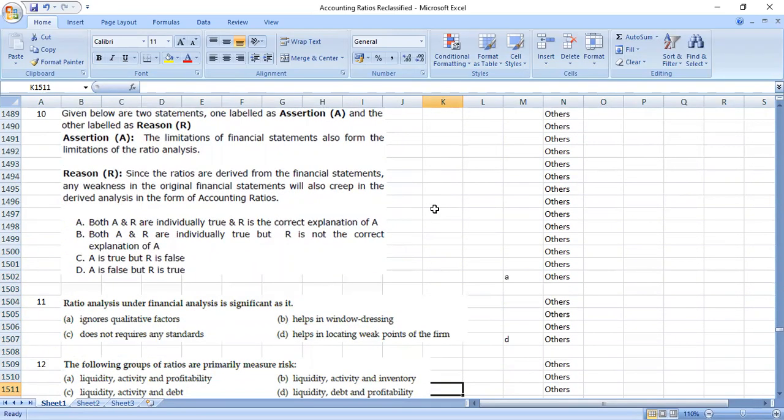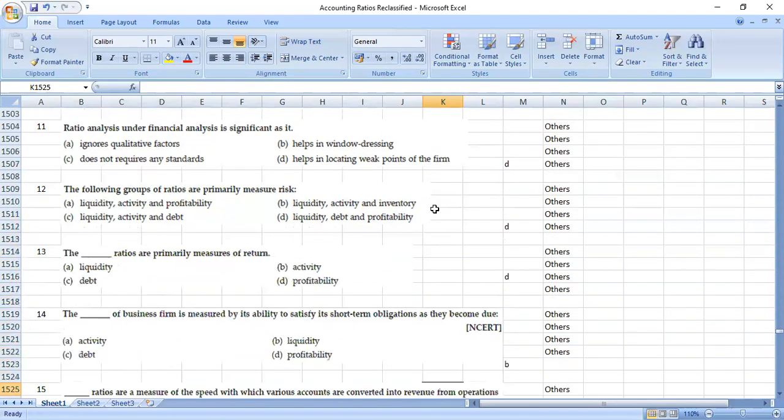Given below are two statements, one labeled as assertion and the other labeled as reason. The limitations of financial statements also form the limitations of ratio analysis. That is true, because in ratio analysis we are taking numbers from financial statements. So whatever disadvantages financial statements have, the same disadvantages ratio analysis will also have. Since ratios are derived from financial statements, any weakness in the original... Oh, that is the reason. Amazing. So A is the correct answer. Both A and R are individually true, and R is the correct explanation of A.